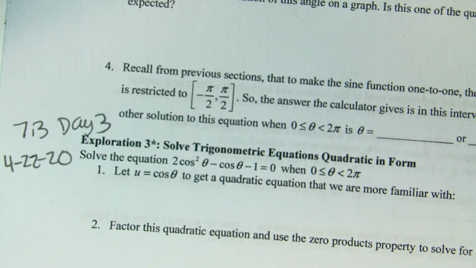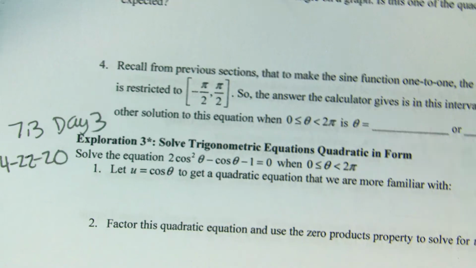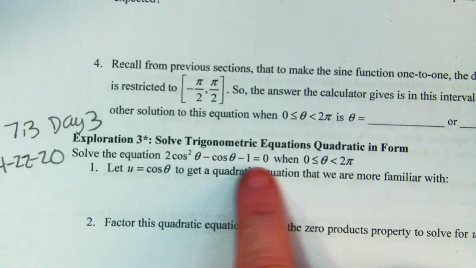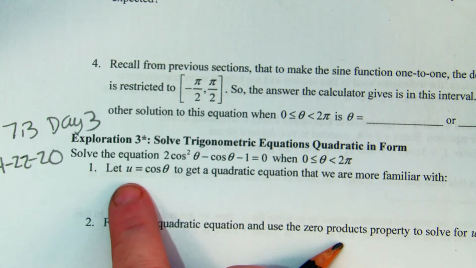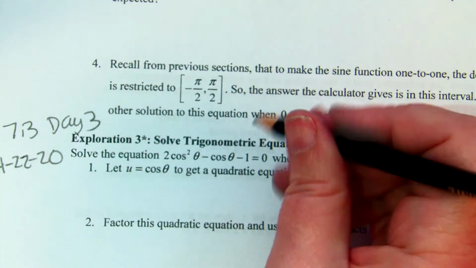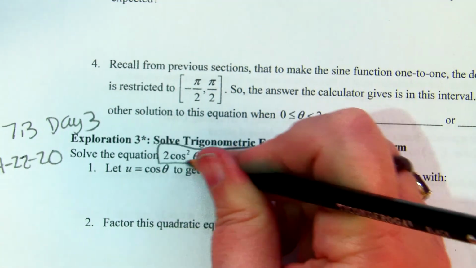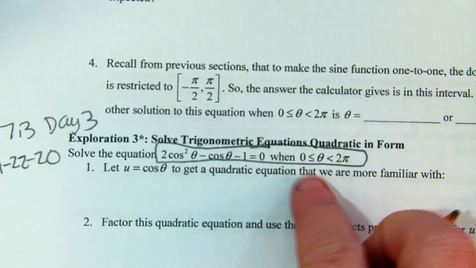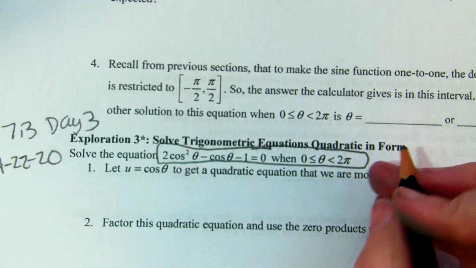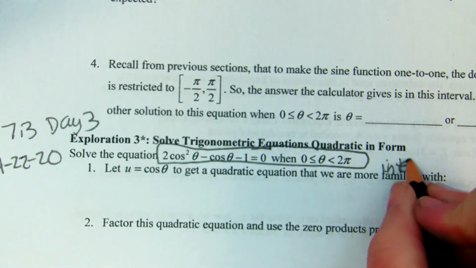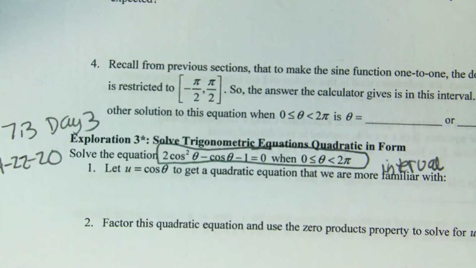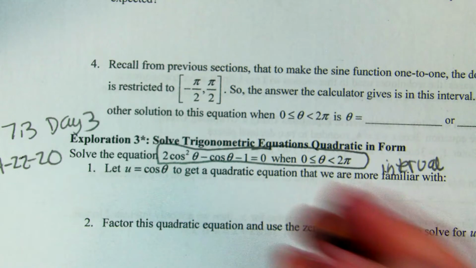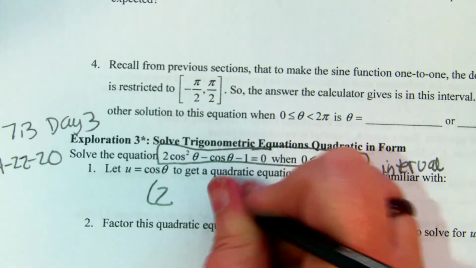So you're going to be doing some of those, and then you're going to do some solving using more complicated equations. They want you to use U substitution, but I don't think that it's necessary. So here's the equation, and you're going to solve between 0 and 2 pi. So in that interval, not on the general form.